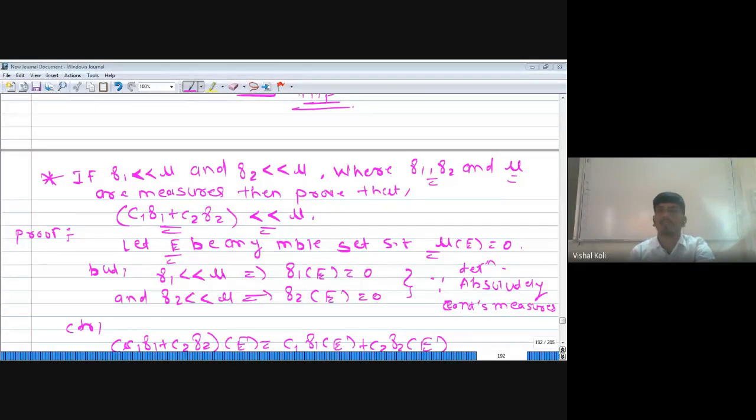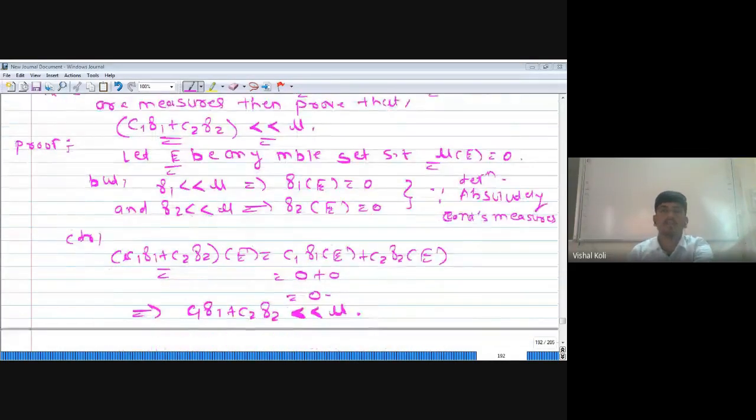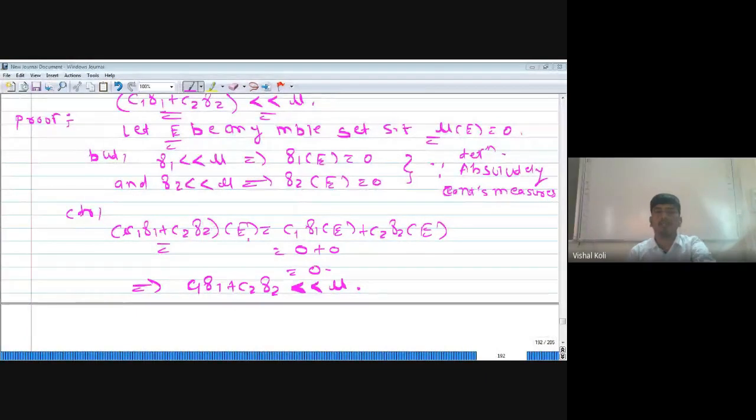As gamma 2 is also absolutely continuous with respect to mu, then gamma 2 of E is also equal to 0. Therefore from this we have considered C1 gamma 1 plus C2 gamma 2 of E equal to C1 gamma 1 of E plus C2 gamma 2 of E, but gamma 1 of E and gamma 2 of E will be equal to 0. Therefore C1 gamma 1 plus C2 gamma 2 of E equal to 0.